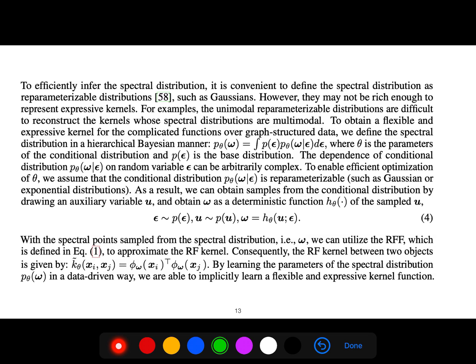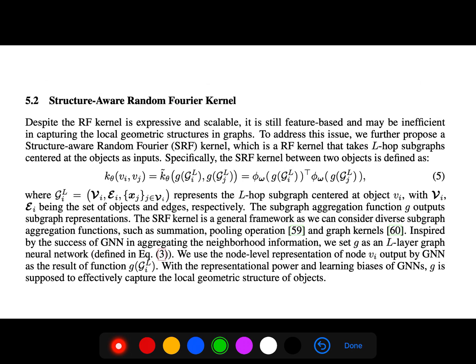So we can obtain samples from the conditional distribution by drawing this auxiliary variable u, and we obtain omega as a deterministic function of that sample u. Now, despite the RF kernel being expressive and scalable, it is still feature-based and may be inefficient in capturing the local geometric structure in graphs. To address this issue, we propose a structure-aware random Fourier kernel, which is an RF kernel that takes L-hop subgraphs centered at the objects as inputs. And specifically, the SRF kernel between two objects is like this.